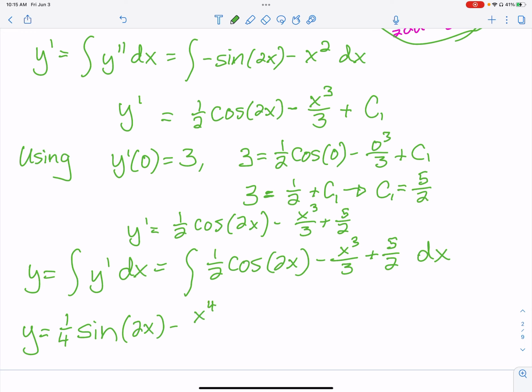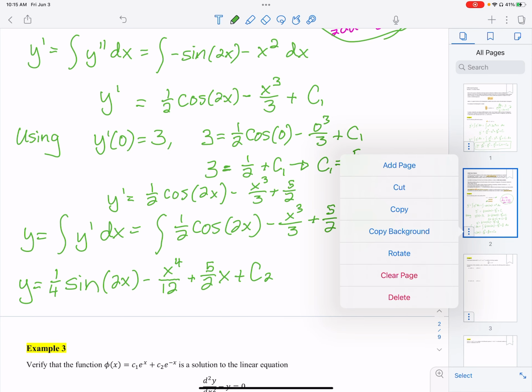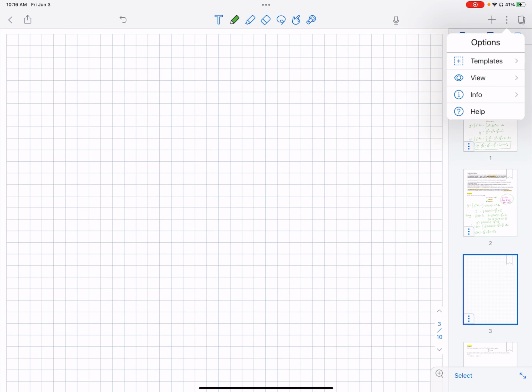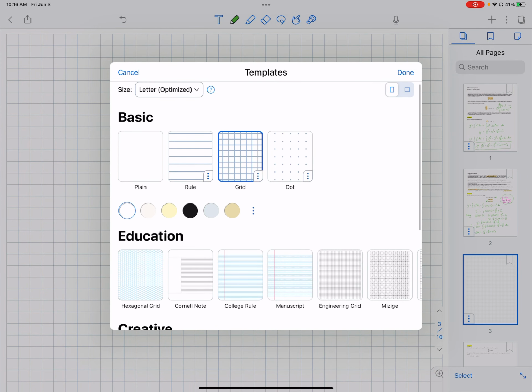Right, I got x to the fourth. I can't draw a straight line to save my life. x to the fourth divided by 4 times 3, we get 12. And then plus, we got 5 over 2, so this is 5 over 2 x plus c2. All right, let me make some room here. Sorry, you won't have room in your notes. Just maybe write a little smaller or do what you got to do.